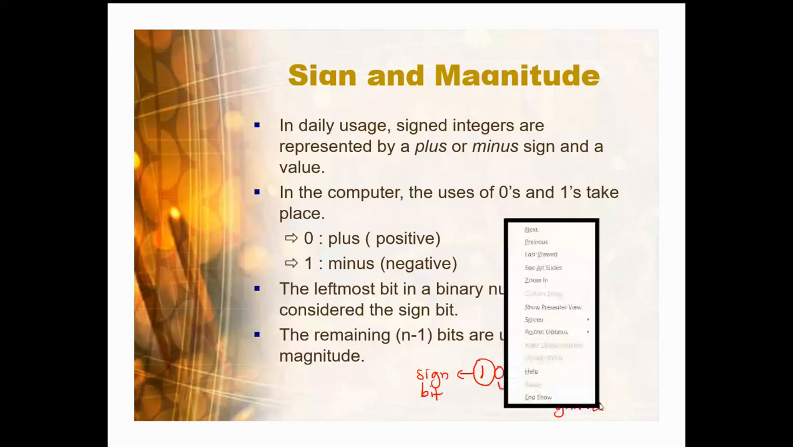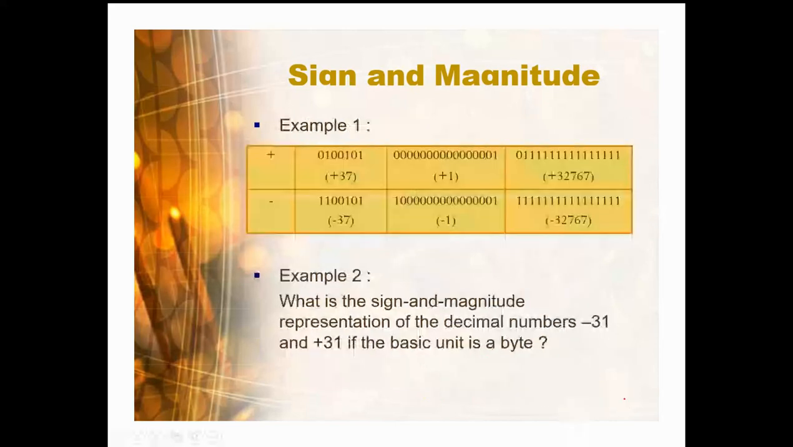Okay, magnitude. Okay, alright. So this is a sample. Okay, kita nak tengok beza antara positive 37 and negative 37. So bila kita kata positive 37 and negative 37, macam mana you nak tahu adalah, okay, first you convert the 37 ni into a binary.